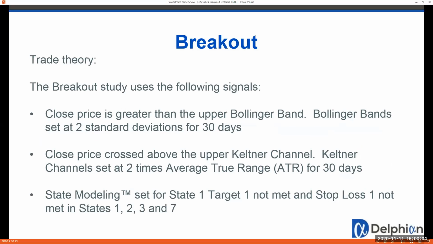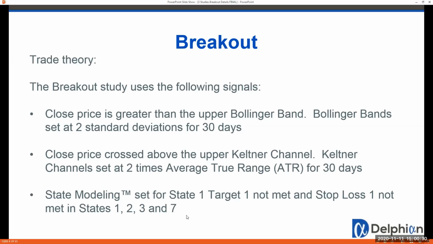For the trade theory, again, we're using these three different signals when we're looking at the breakout strategy. The close price has to be greater than the upper Bollinger Band, and the Bollinger Bands are set at 2 standard deviations for 30 days. The close price has to cross above the upper Keltner channel, and that's set at 2 times ATR for 30 days. And then again, we talked about the state modeling: 1, 2, 3, and 7.